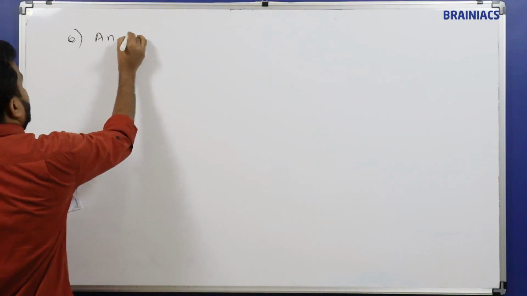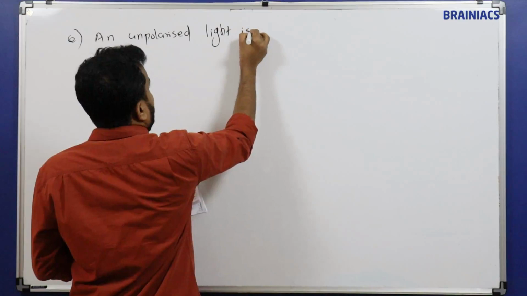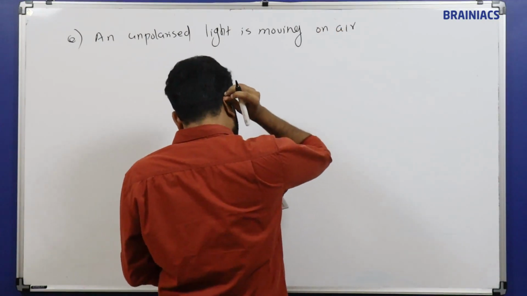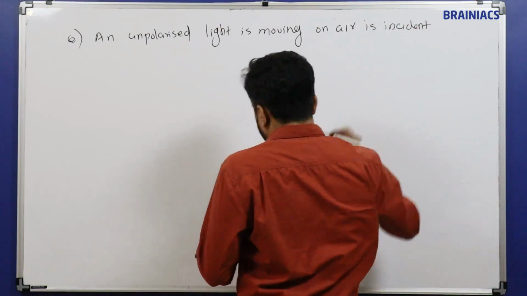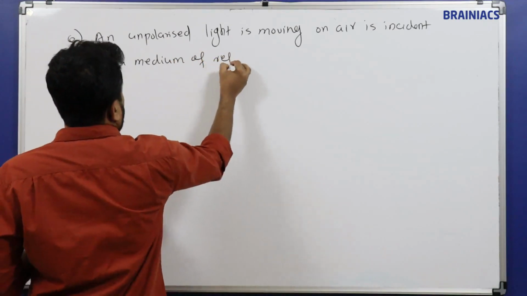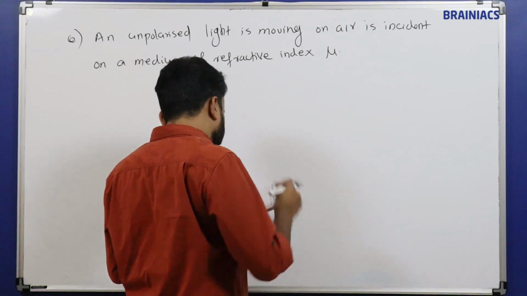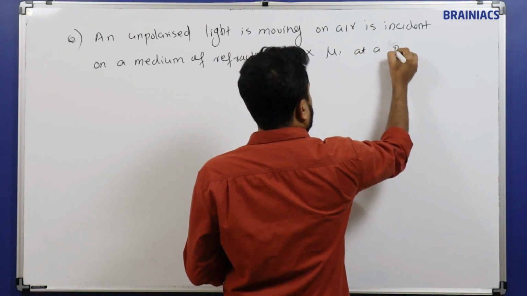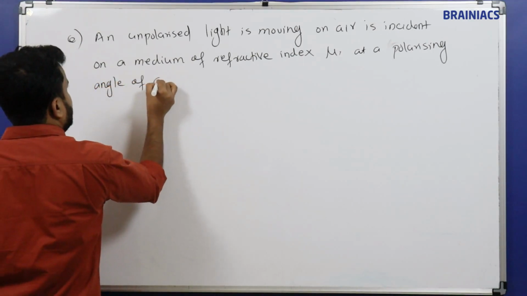An unpolarized light is moving in air and is incident on a medium of refractive index mu, which is to be found in the question, at a polarizing angle of 60 degree.